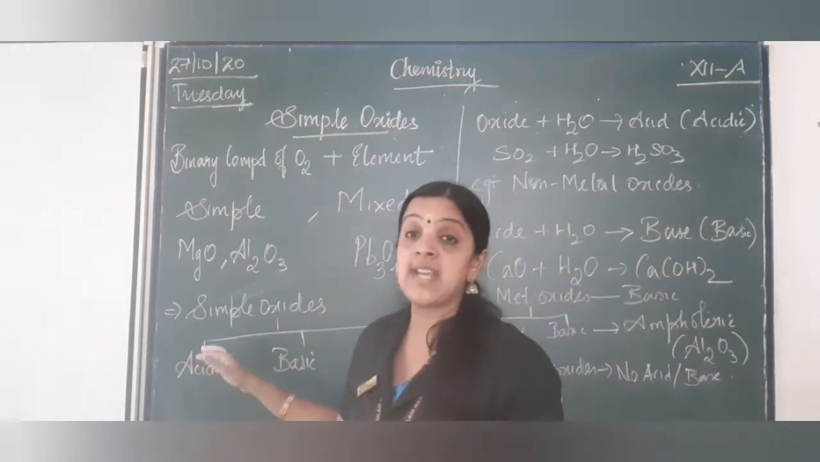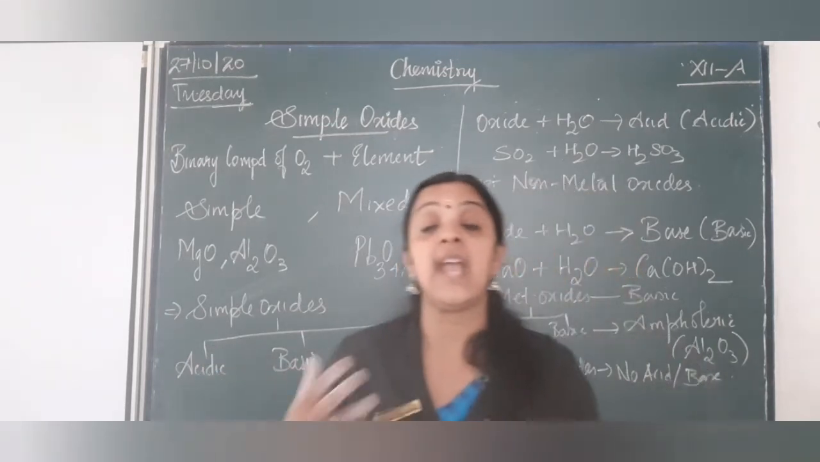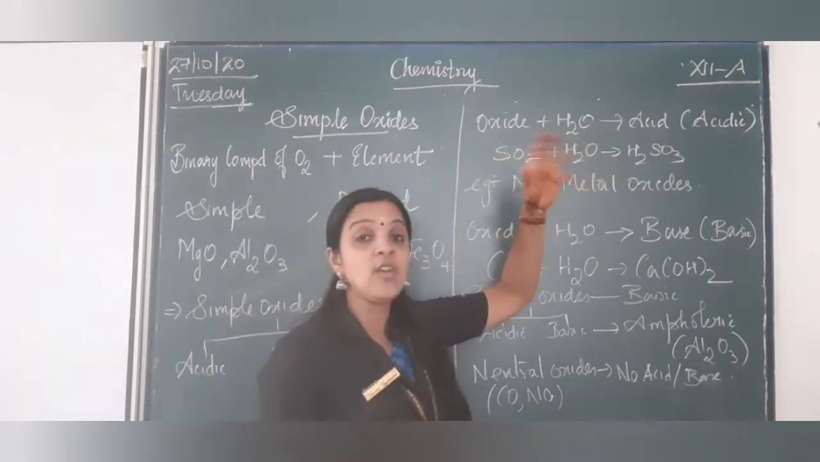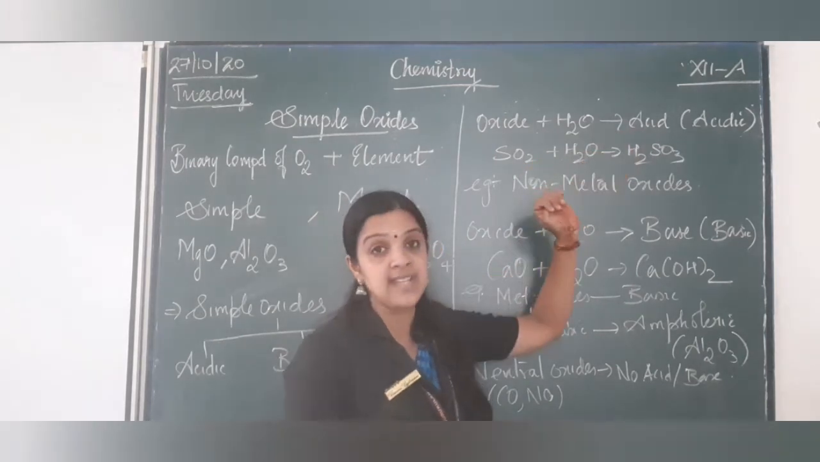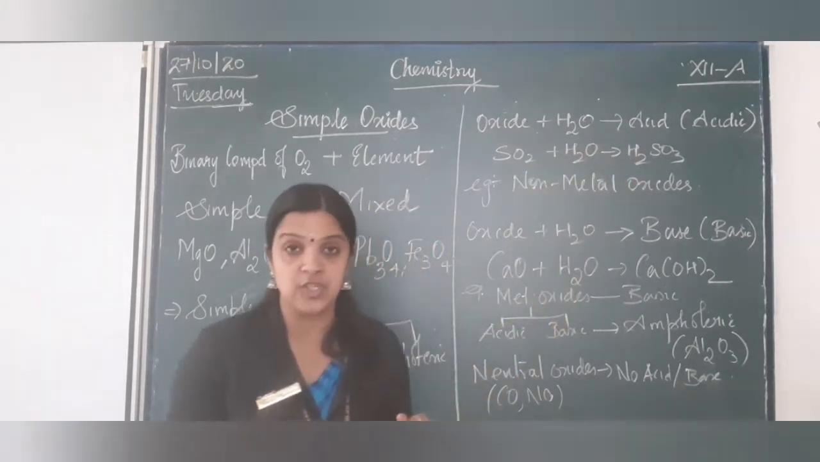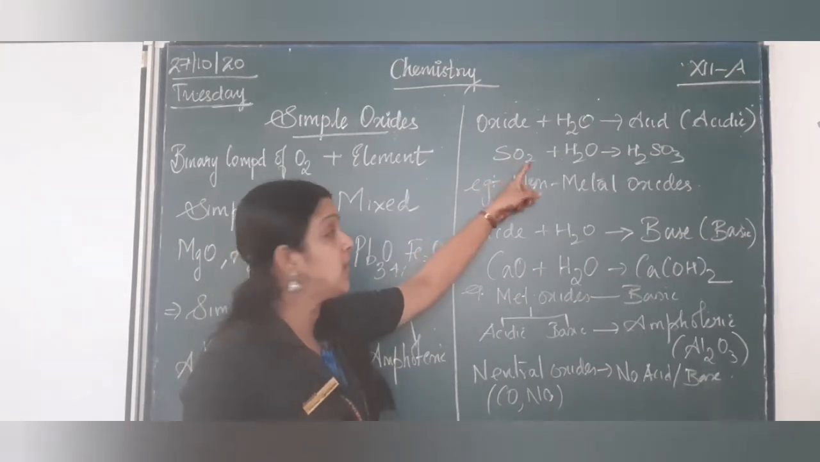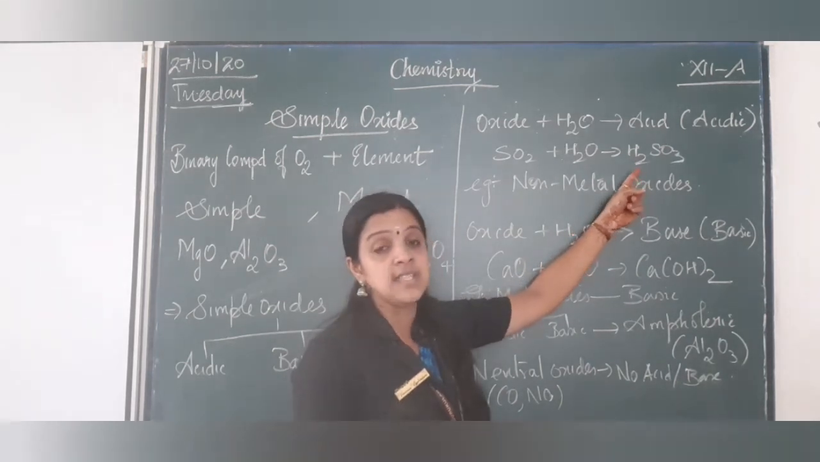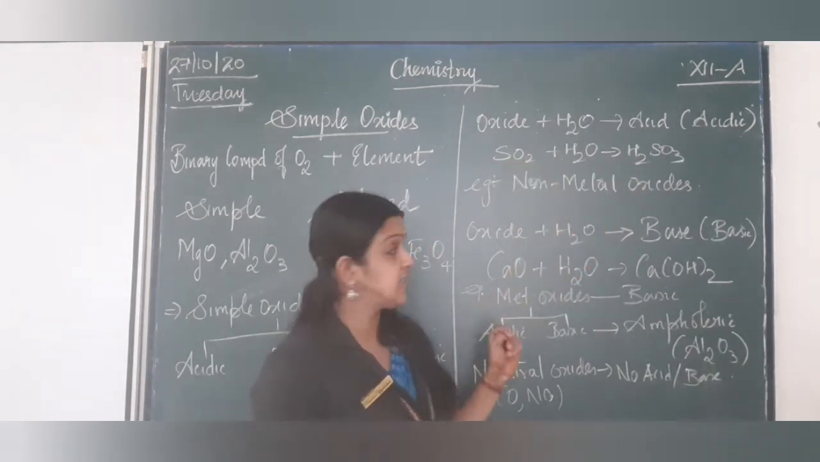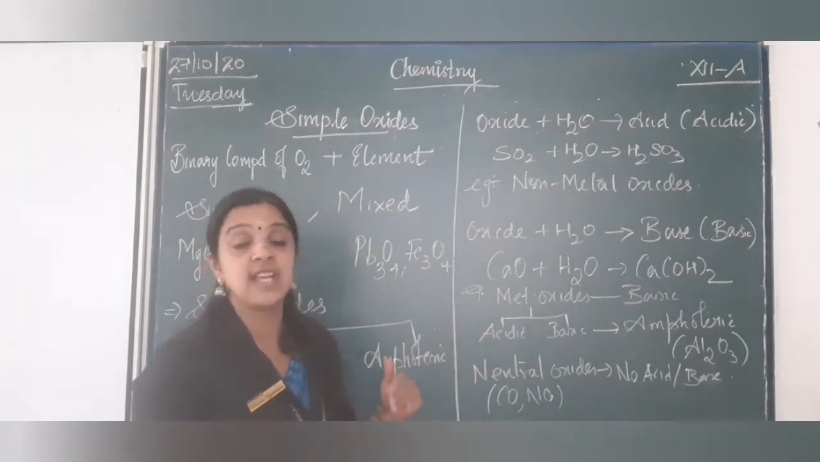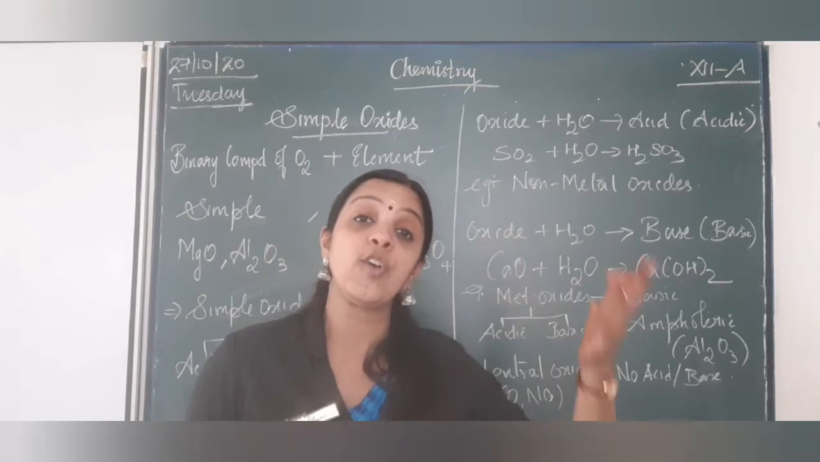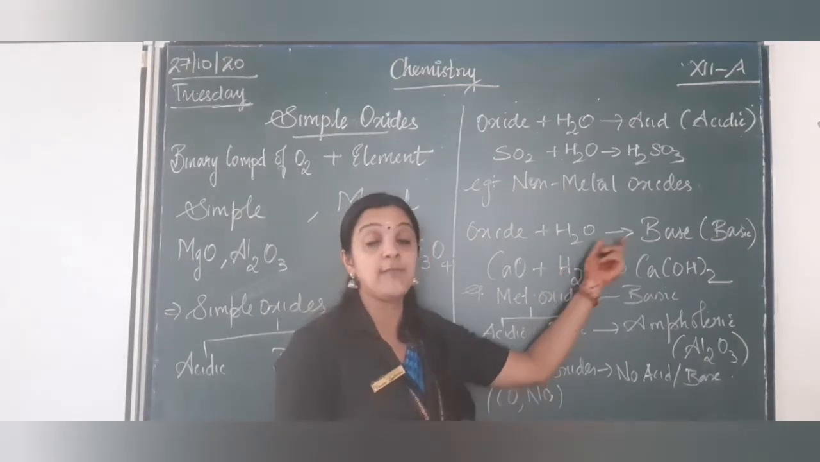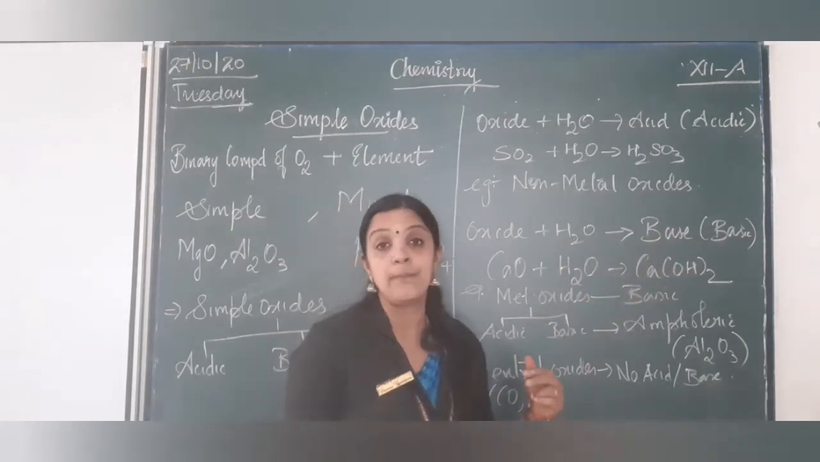Now simple oxides can be acidic, basic, and also amphoteric. When an oxide combines with water, if it gives an acid, you call that acidic in nature. For example, sulfur dioxide, when it combines with water, forms H2SO3. So this is an acid, so this oxide will be acidic in nature. Examples like non-metal oxides are acidic in nature. Metal oxides with higher oxidation state can be acidic. The same oxide, when it combines with water, if it gives a base, then you call it a basic oxide.